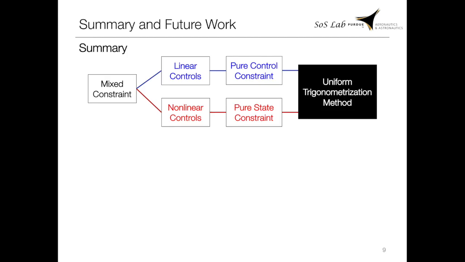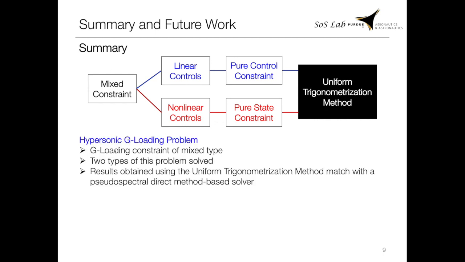In summary, two types of mixed constraint problems were shown. For mixed constraints comprising linear controls, we need to convert the mixed constraint into a pure control constraint form. And for problems involving nonlinear controls in the mixed constraint expression, we need to convert them into pure state constraint form. Only then can we use the uniform trigonometrization method. For this latter, we need to use a three-step approach, which I showed through a hypersonic G-loading problem, where the G-loading constraint is of a mixed type. Two types of this problem were solved, and I showed the results of a more interesting set, in which the results obtained using the UTM matched very well with the pseudospectral method based solver called GPOPS2.